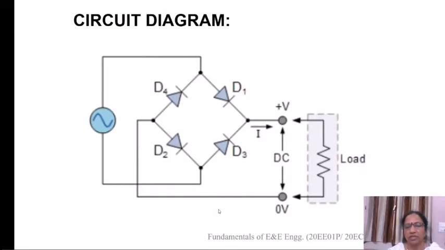In the rectifier IC, 4 pins are there. Two pins are used to connect the input AC and the other 2 pins are used to obtain the output DC.